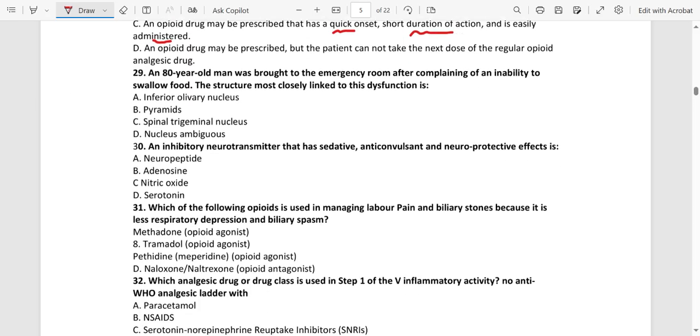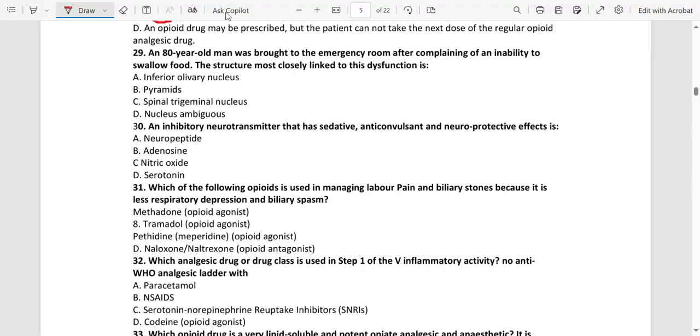An 80-year-old man was brought to the emergency room after complaining of an inability to swallow food. The structure most closely linked to this dysfunction is inability to swallow. Which cranial nerve do you think has been affected? We are doing clinical skills, isn't it? I think we've done the central nervous system exam. Inability to swallow. What cranial nerve is involved? Or we did even head and neck. So cranial nerve number 9 and number 10. These guys are involved in that.